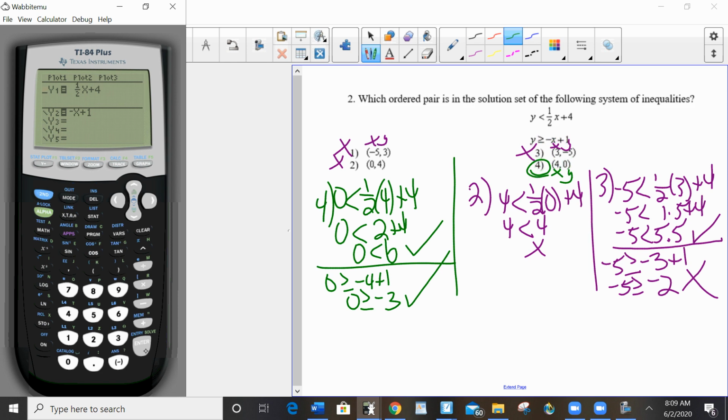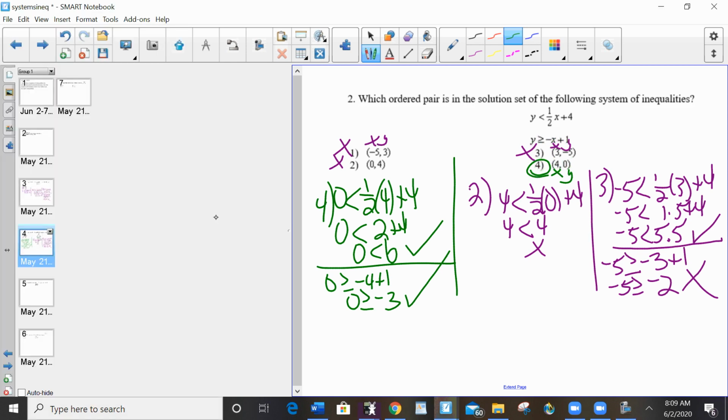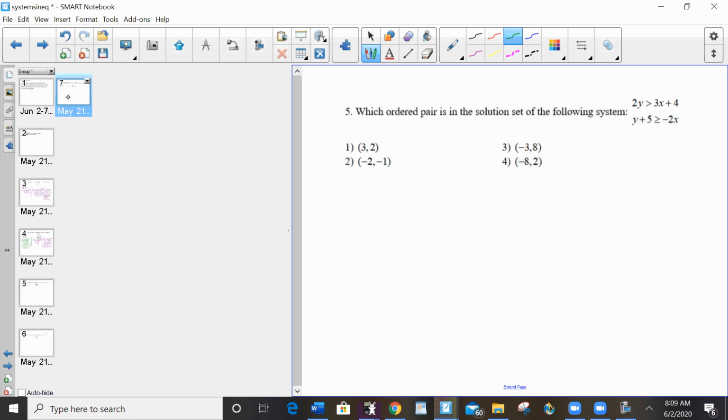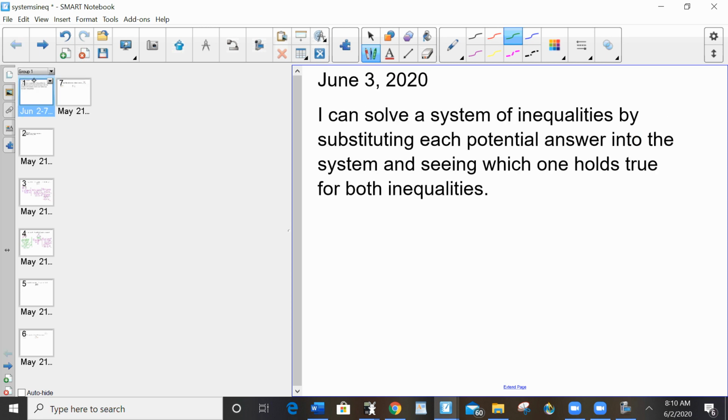So the top one should be less than, so I'm going to hit enter until it points down. And the bottom one is greater than, so I'm going to hit enter until it points up. Zoom 6. And which of those 4 points is in the region where they're both shaded? 4, 0 is. That's it. 3, 4, and 5, it's the same thing. Just substitute your X and Y into each potential answer. Whichever one has both inequalities work out is the solution, and then that's it.